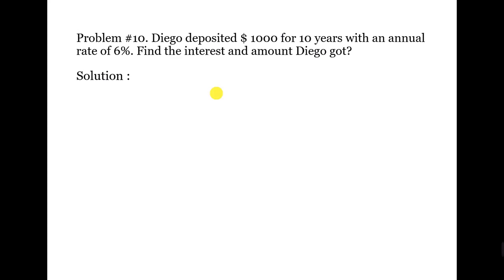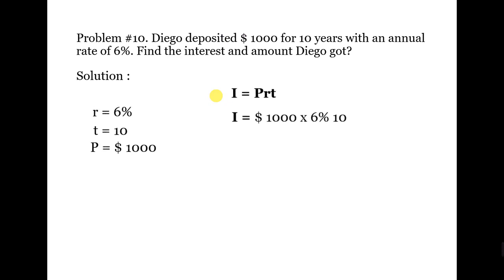Now for the last problem, Jericho deposited $1,000 for 10 years with an annual rate of 6%. Now the question is, find the interest and amount Jericho got. We will again use the simple interest formula and substitute all the given values such as a principal amount of $1,000, the interest rate of 6%, and a time frame equal to 10 years. Then the result will be equal to $240.